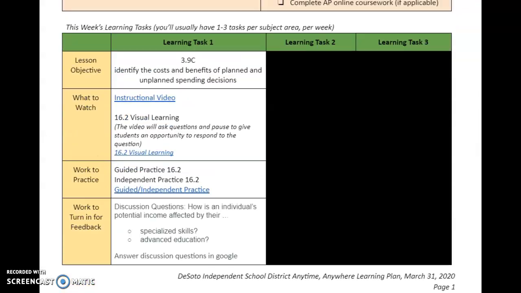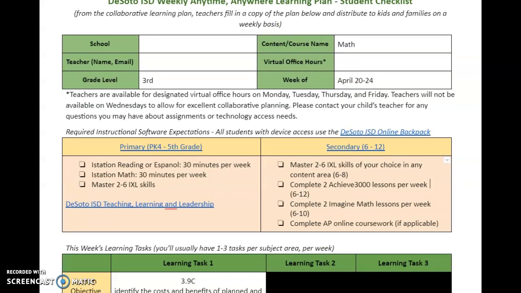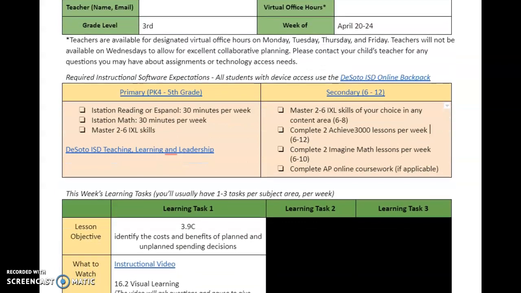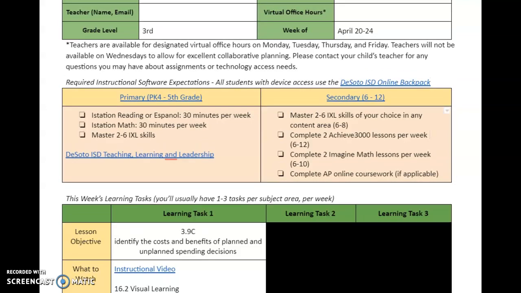So, as a brief recap, the student checklist is a comprehensive guide created collaboratively by teachers of a certain grade level and content area. This checklist was created by third grade math teachers across the district. In addition to the student checklist, students are still required to meet instructional software expectations of iStation and iExcel. If you are unsure of how to log in to the online backpack, please reach out to your child's teacher, or you may access video tutorials on DeSoto ISD's Anytime, Anywhere Learning page.